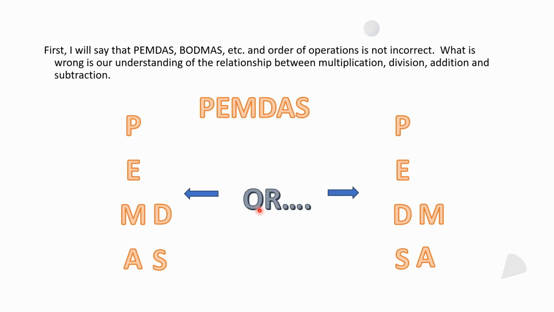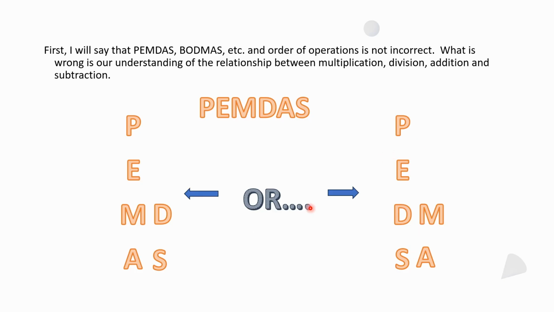First, I'm going to say that PEMDAS and BODMAS and the order of operations are not incorrect. They're correct, but what's wrong is the understanding that a lot of people have with these. Take, for example, PEMDAS. With PEMDAS, multiplication and division have equal precedence. It's M and D, whichever one comes first, left to right. It would be better if we wrote it vertically like this, where you've got M and D on the same level, the addition and subtraction on the same level. I've even heard the acronym PEDMAS used before.